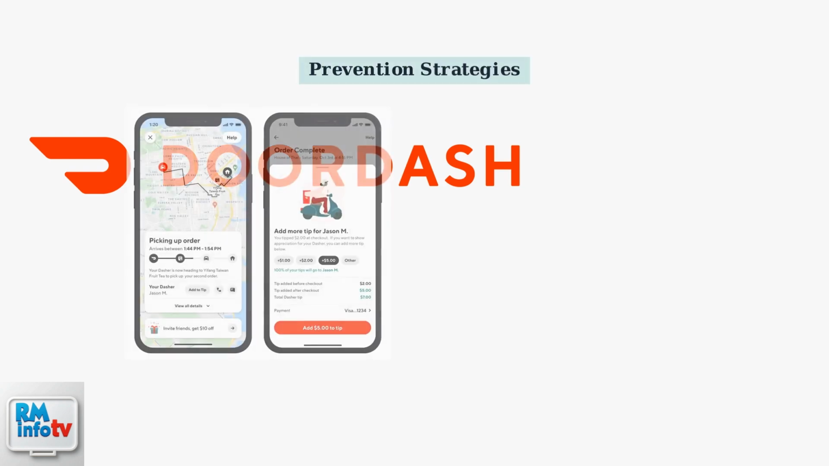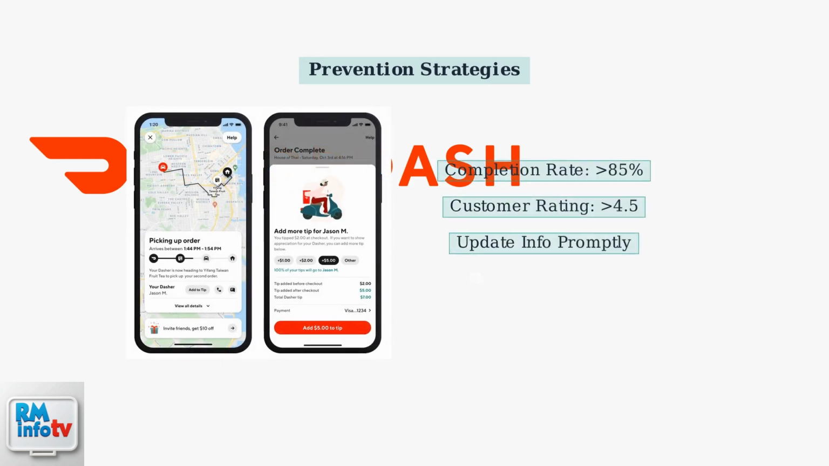Prevent future account locks by maintaining high performance standards. Keep your completion rate above 85%, maintain good customer ratings, and update personal information promptly.